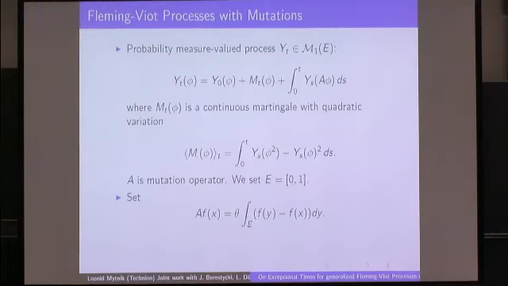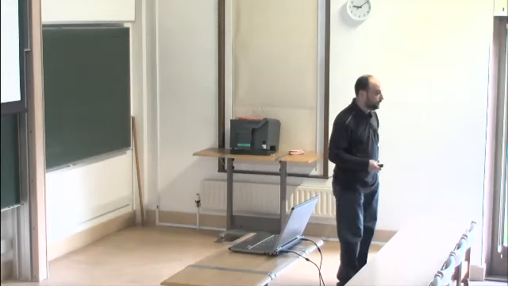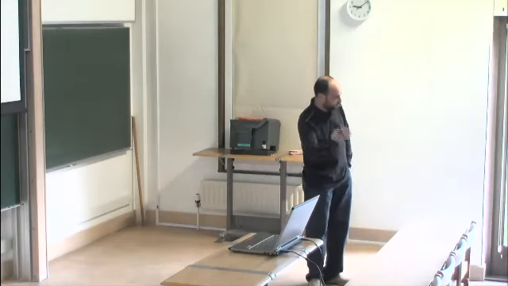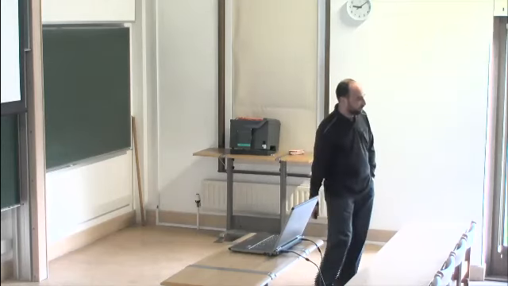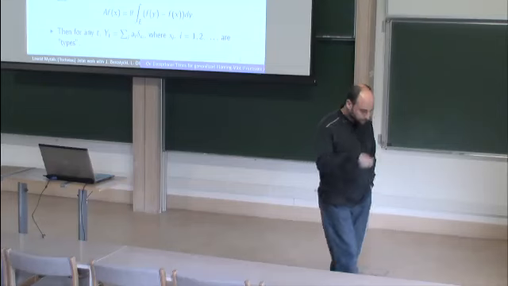And the answer is, it depends a lot on the mutation operator A, but if you take this one of neutral mutation, then in this case you have at most a countable number of types in the population. Again, it's a sum of Dirac measures, but you may have an infinite number of terms.